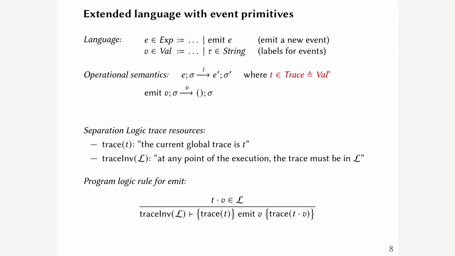As we will use separation logic to reason about the behavior of a given wrapper, we also extend our separation logic with predicates to talk about the trace. There are two of them. The predicate trace t asserts that the current trace is exactly t. And then the predicate trace inf of L asserts that at any step, the trace must satisfy the trace invariant L. And then these predicates allow formulating a rule for emit, which requires proving that the new event which is being emitted preserves the trace invariant.